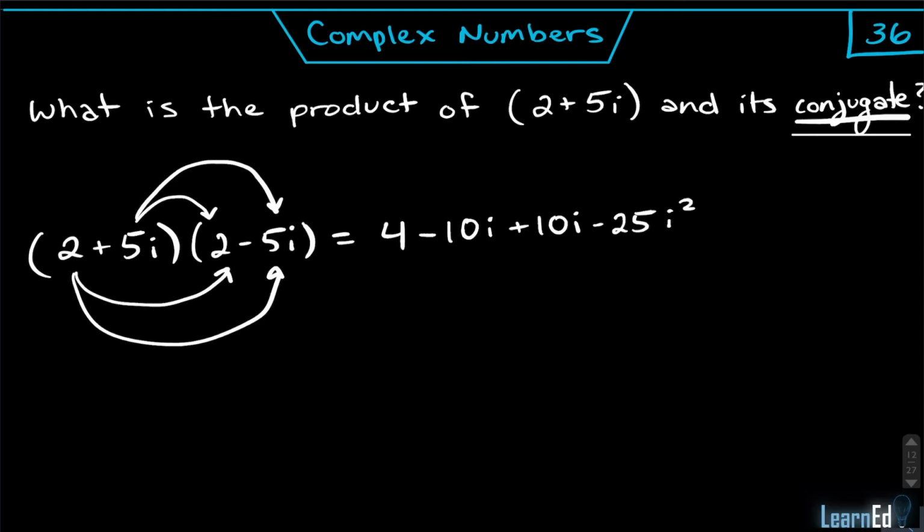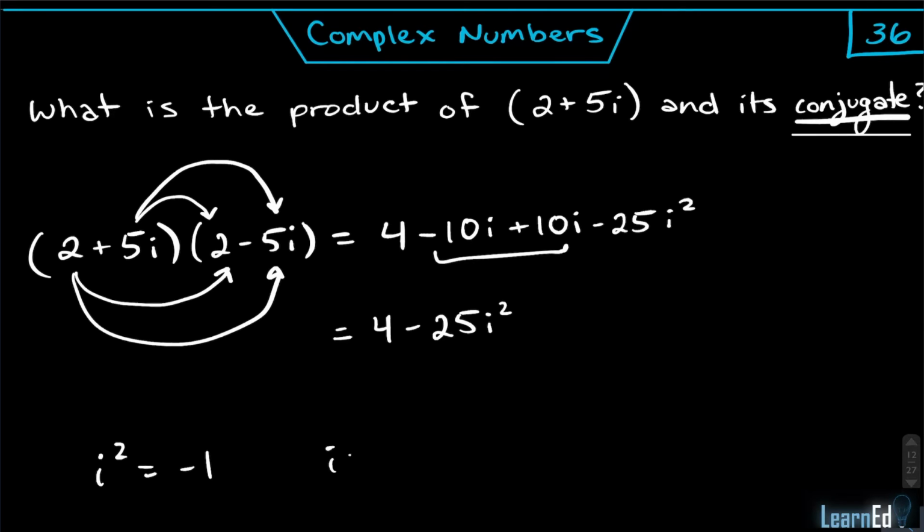And now you see it, the reason why we multiply a complex number or anything in general by its conjugate is because the middle terms will always cancel out. Now we're left with 4 minus 25i squared. It's also interesting that when you multiply a complex number by its conjugate, you make it a completely real answer. You may not think so because we have an i squared here, but this actually ends up being a real answer, and the reason why is because i squared is equal to negative 1.